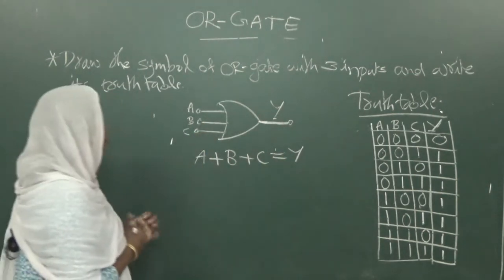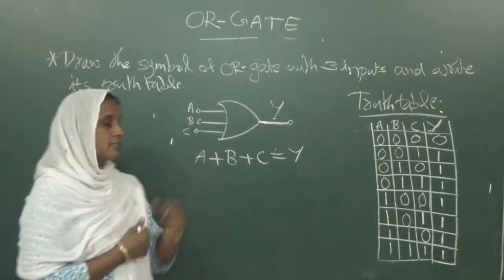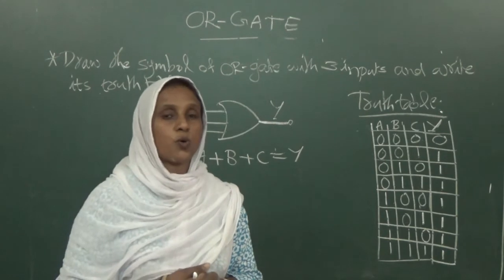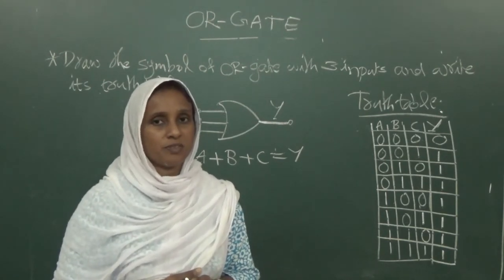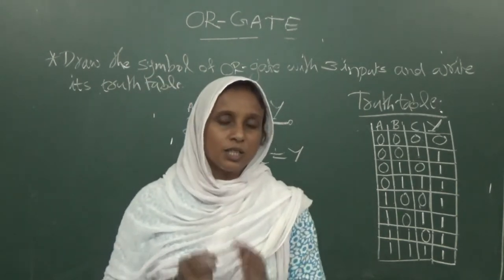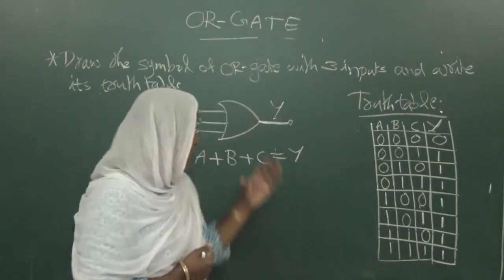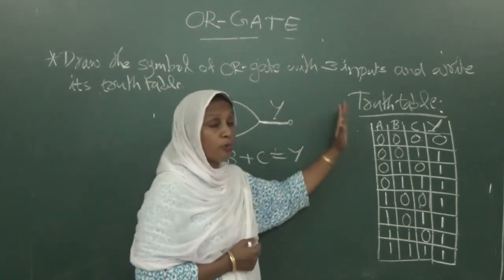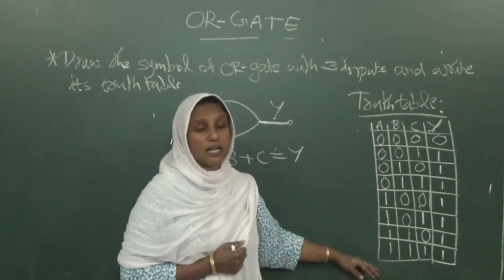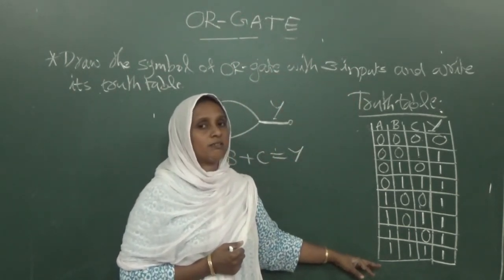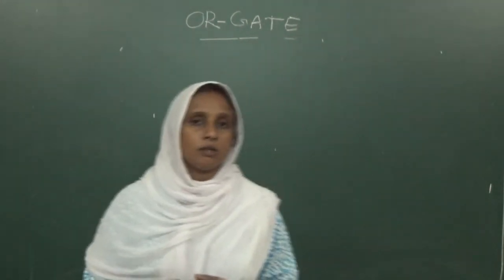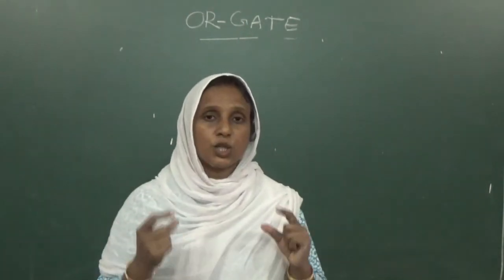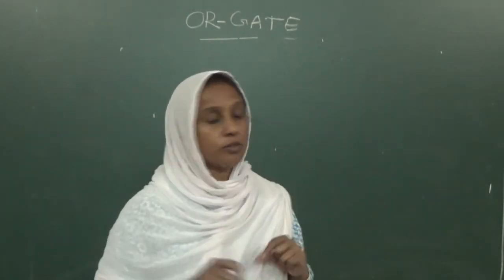Okay. In the case of two inputs, you can write this as A plus B equal to Y. Okay. A or B equal to Y. So I think that you can get an idea of how to draw this OR gate symbol and write its corresponding truth table. We can move on to circuits, means OR gate using diode. Okay.